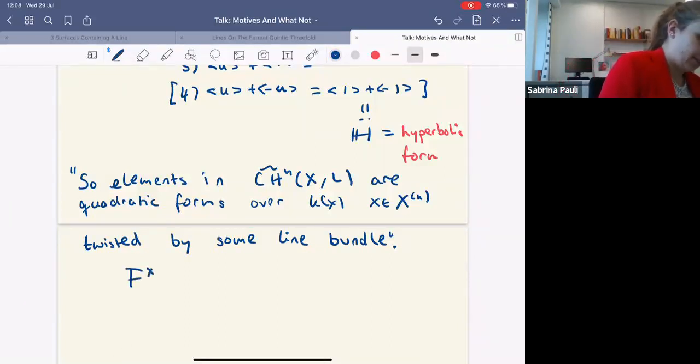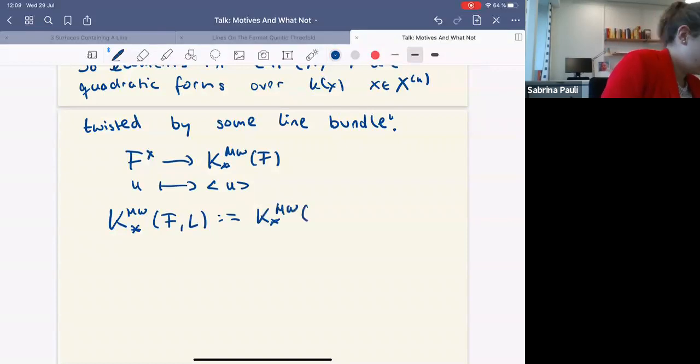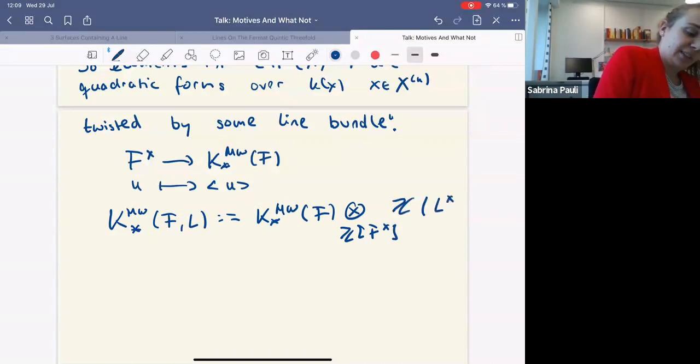Well, we have seen that from f star we get a map into K^MW of f, sending u to this rank 1 form. So now I can at least define K^MW(f, L) to be the tensor product of K^MW(f) tensored with the adjoint units in L, where L is a one-dimensional F vector space.